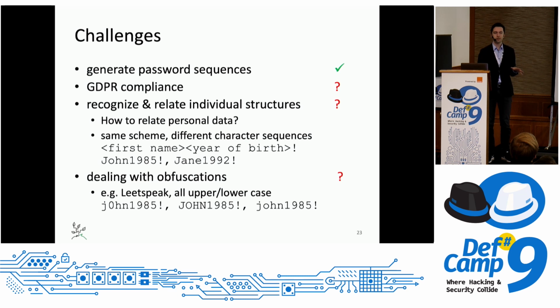So there are a few challenges. First of all, we have already seen that it's possible to generate password sequences, so that's done. But we still have to be GDPR compliant. We have to recognize and relate individual structures to passwords. So, for instance, if you have such a password scheme here, John1985! and Jane1992!, it's actually the same password scheme, just with different details. So you save something like this. But first you have to relate that. You have to recognize that this is a first name.